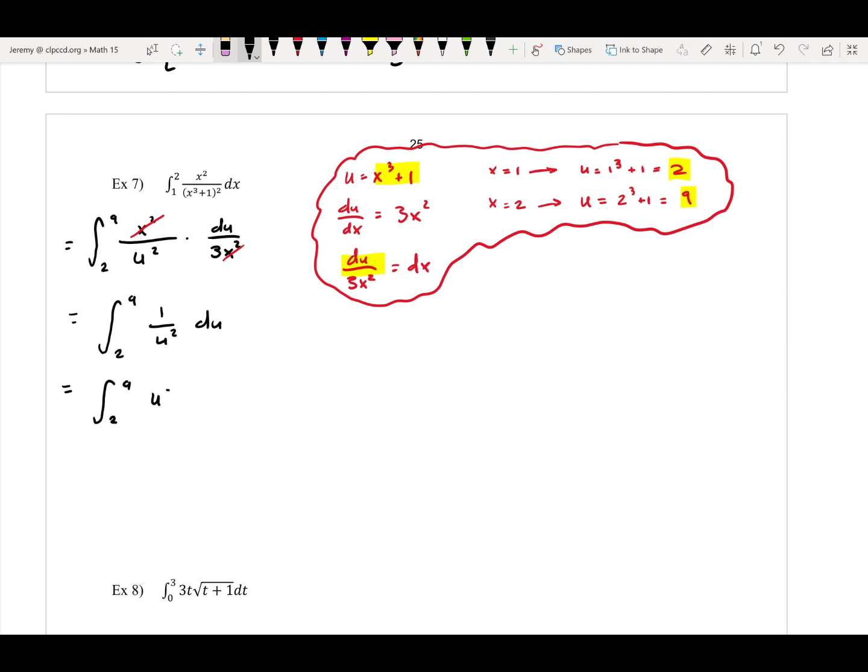I'll write this as u to the negative second power, because I want to do a power rule. Oh, sorry, I forgot the 1/3. The 3 in the denominator did not cancel out up there, so I have to include that. Okay, 1/3 times, and now let's do the antiderivative. I think I'm going to get negative u to the negative first power, and we're evaluating from 2 to 9. Or I might write that as negative 1 over u, like that.